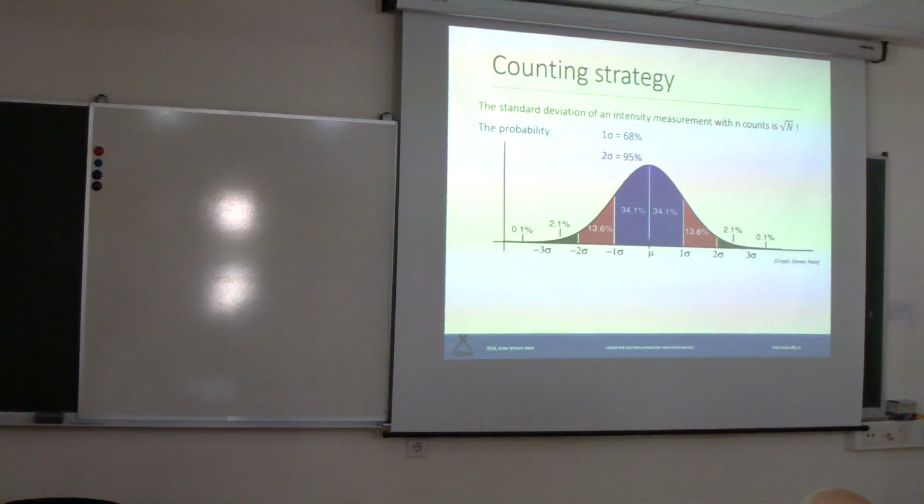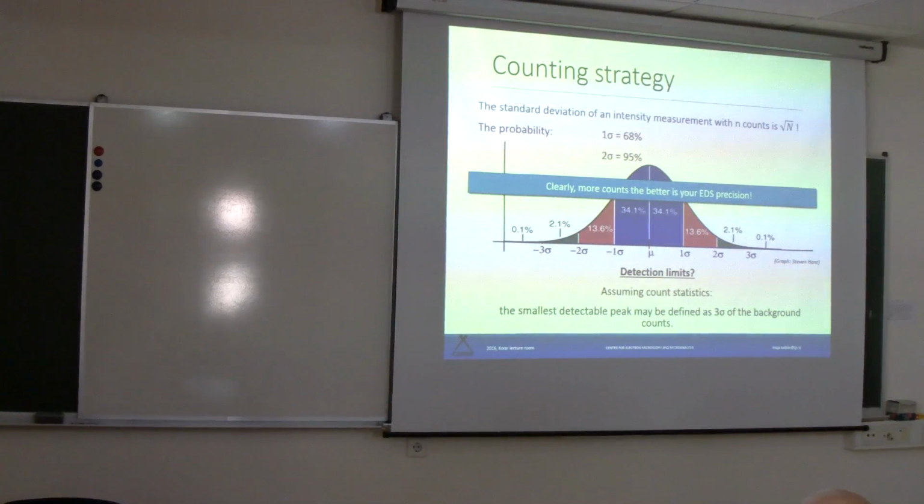Okay, counting statistics. This is just to understand what 1 sigma, 2 sigma, 3 sigma are: the Gaussian curve, and the 1 sigma, 2 sigma and 3 sigma ratios. What you need to remember is that when you're labeling your peak, it's good to use 3 sigma above the background. So your height should be 3 sigma higher, so you can label it as a peak. And clearly, more counts, the better your EDS precision, but not accuracy.